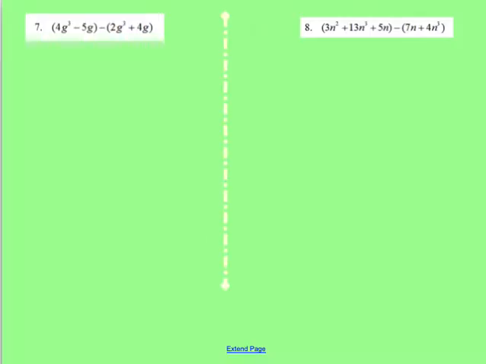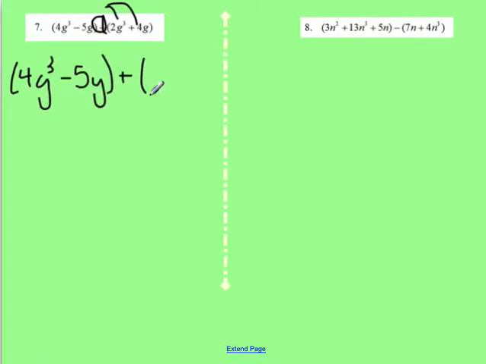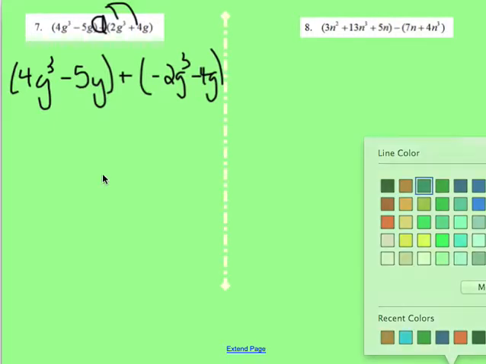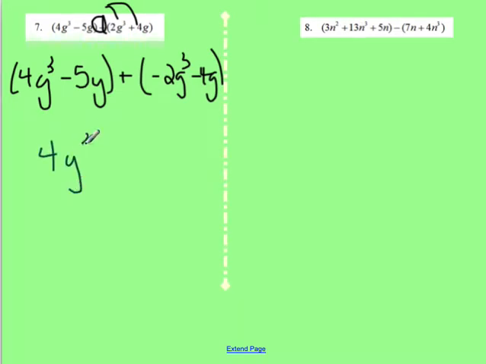So here I see this negative sign right here. What I'm going to do is distribute a -1 into each of those. So then what I end up having is 4g cubed minus 5g. Now it's going to become a positive, and each of those signs are going to shift. I'm going to have a -2g cubed minus 4g. So I changed the signs of everything. Now I'm ready to set up my columns. So I'm going to have 4g cubed minus 5g. Here I have -2g cubed minus 4g.